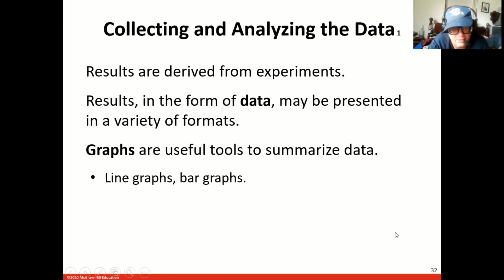There we go. All right, so we get results from the experiments. You already know that the results are the dependent variable. Results in the form of data can be shown in lots of ways. Graphs are a really popular method, line graphs, bar graphs. I want you to understand that understanding how to read them carefully is a way to avoid being manipulated by people who are using graphs.